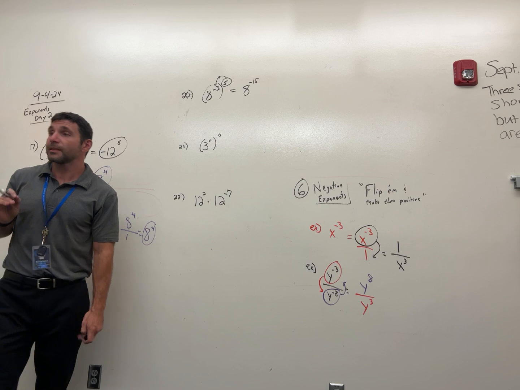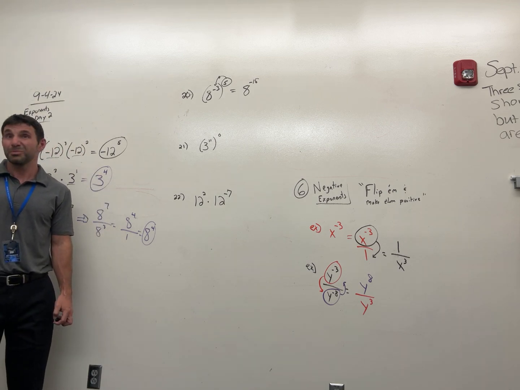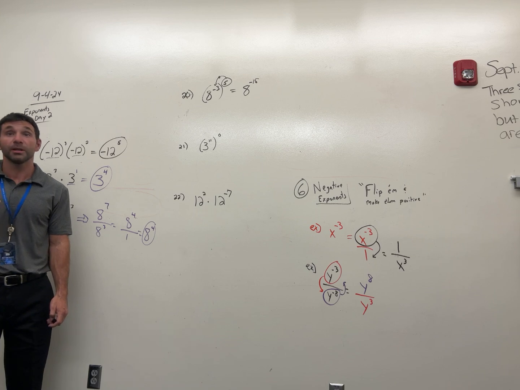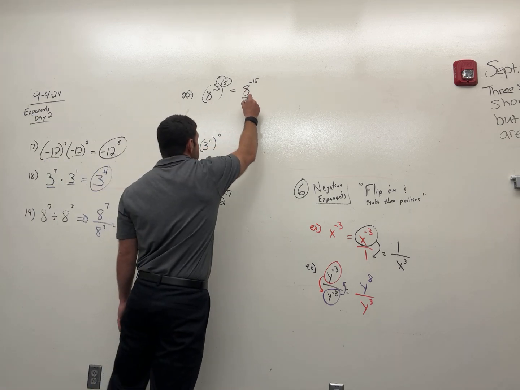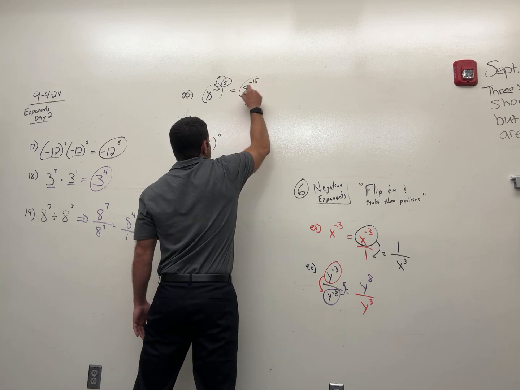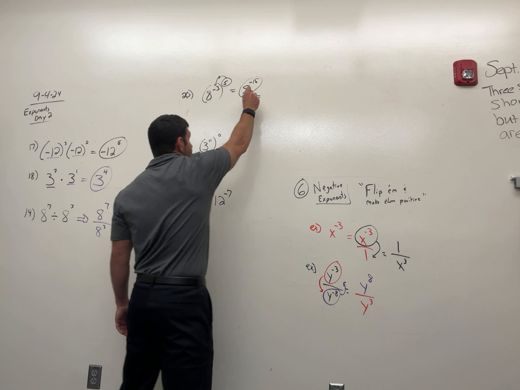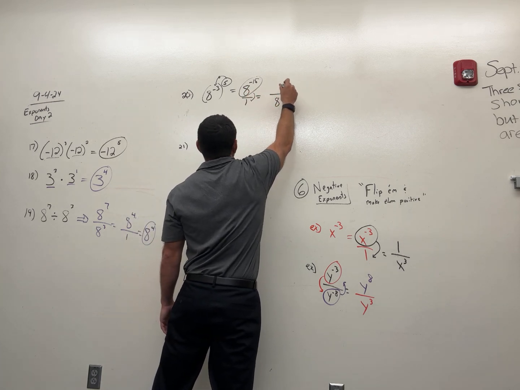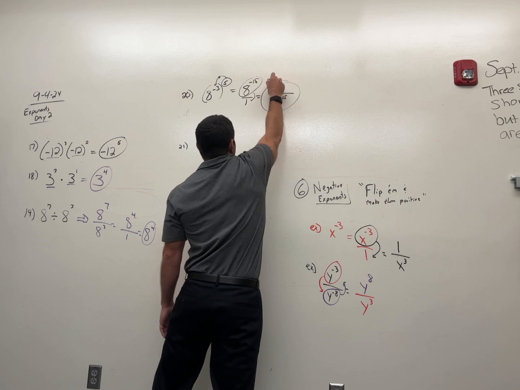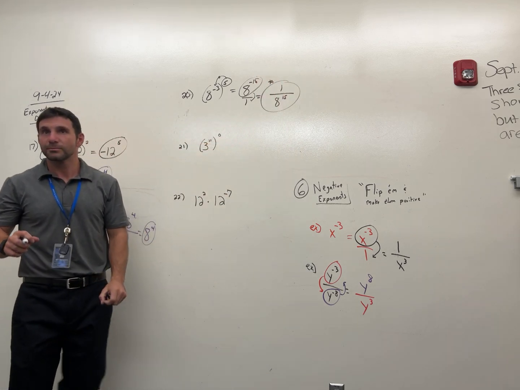If you left it like that, am I going to mark it wrong? No, but that's not correct. We don't want negative exponents. When we have a negative exponent, we make it a fraction. Where does this 8 to the negative 15 need to go? To the denominator and become positive. Both of those are correct, but this one's more correct. Okay?